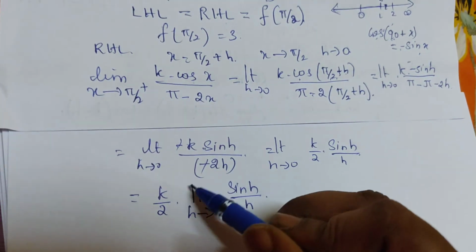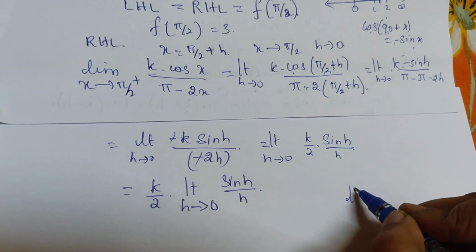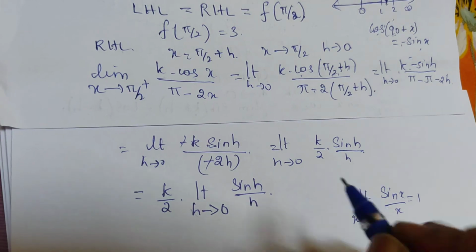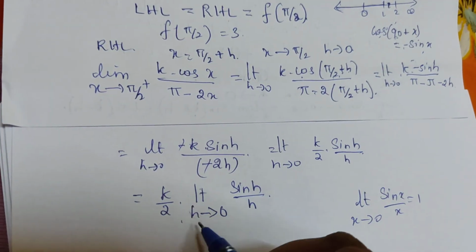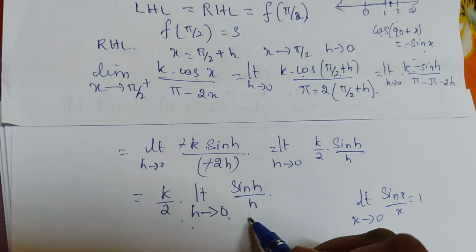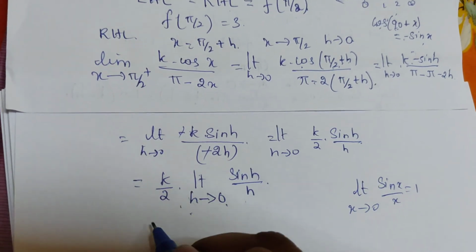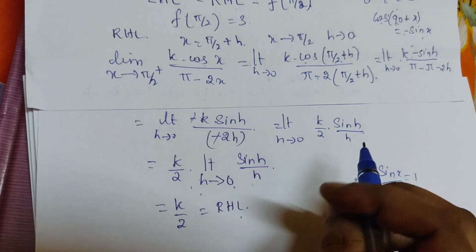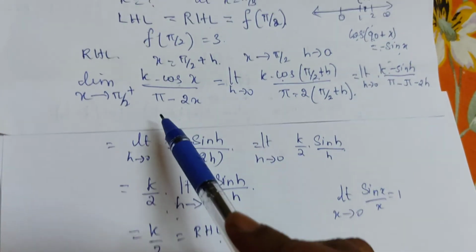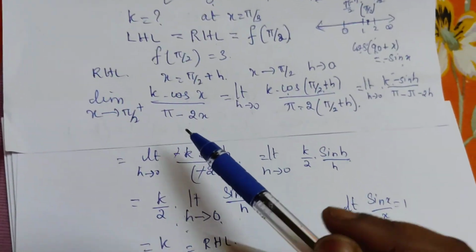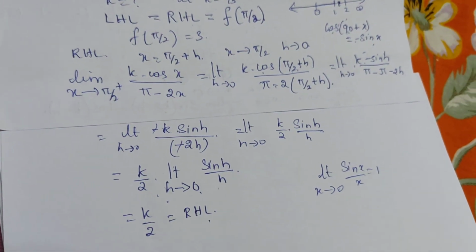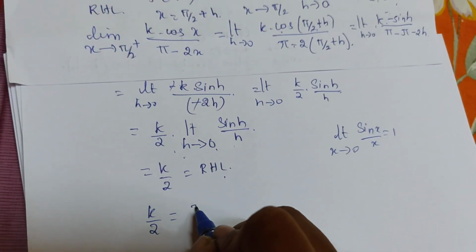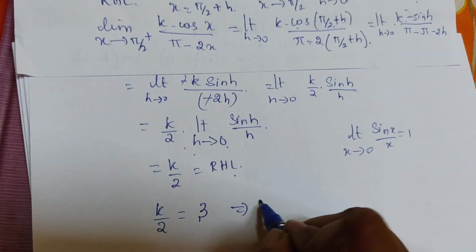Now we will apply the sandwich theorem. According to the sandwich theorem, limit x tends to 0 sin x by x is equal to 1, right? So k by 2 times limit h tends to 0 sin h by h will be k by 2. So we got the right hand limit. This right hand limit must be equal to the functional value, only then the function will be continuous. So we are taking the function as continuous, so this k by 2 is equal to the functional value. The functional value is 3, so the k value is 6.